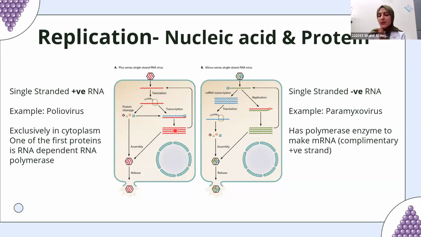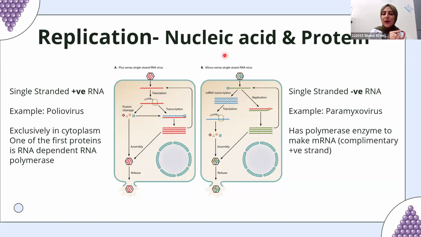Meanwhile, if you have a negative strand, it cannot be used to make the proteins. So you need to make a positive strand, and now you need enzymes to make it. The positive strand will be translated to make proteins, and then you can assemble the virus and release it. So in positive strand RNA, we don't need to transcribe or replicate it first. We just translate it directly and produce the proteins. And in negative strand, we have to make a positive strand so that we can make proteins.